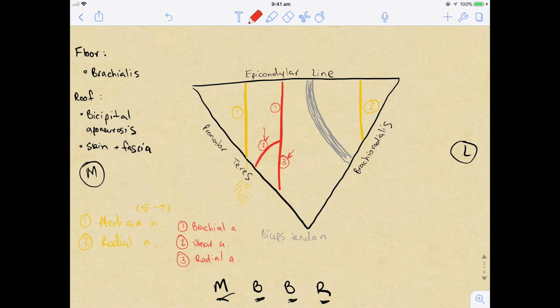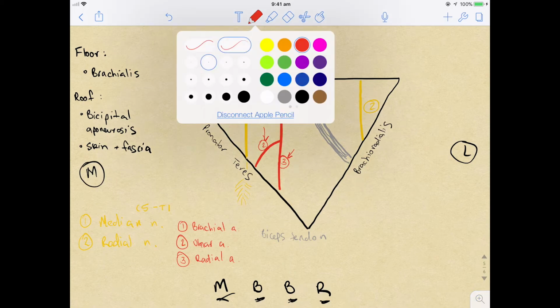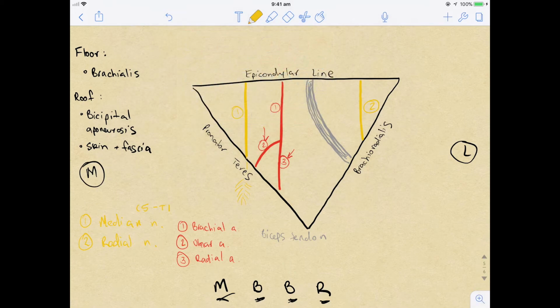Now, there's not much variation with where this inserts other than how big it is, but we do know that it inserts into the radial tuberosity. And then there's the radial nerve, the most lateral structure, and it has the same nerve roots as the median nerve, which is convenient, so C5 to T1. However, it arises from the posterior cord of the brachial plexus.